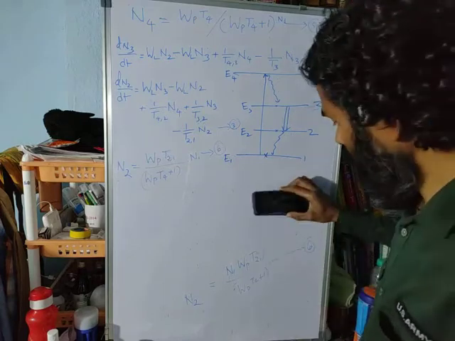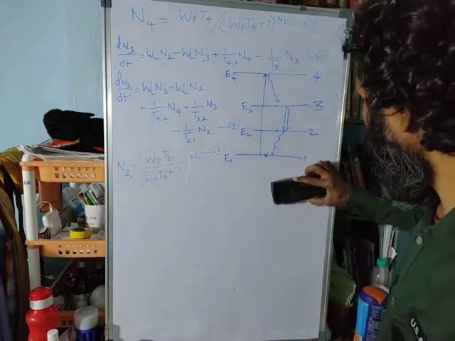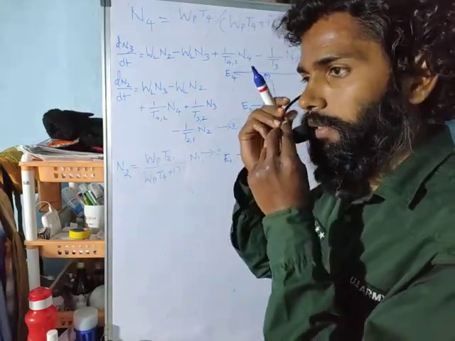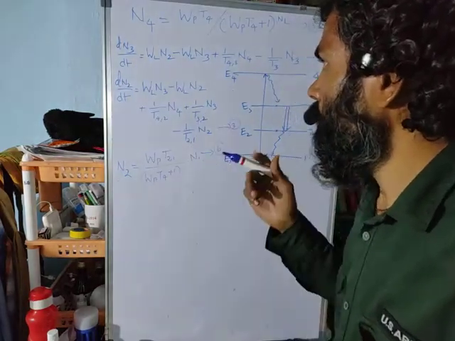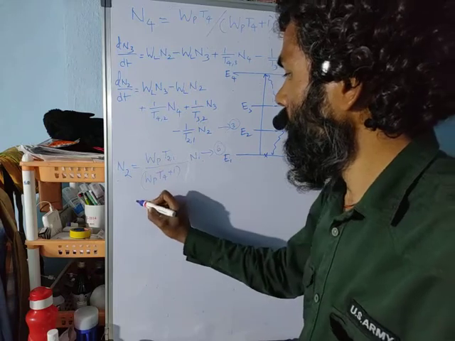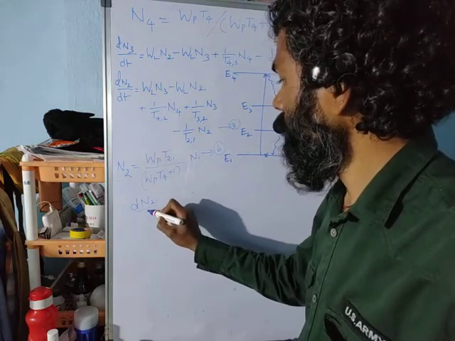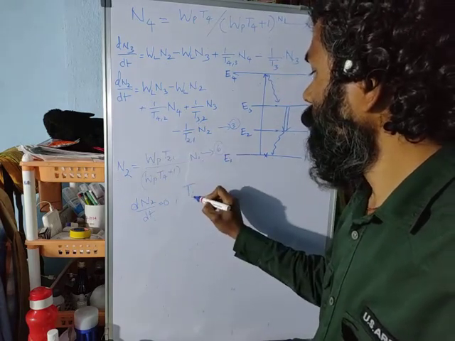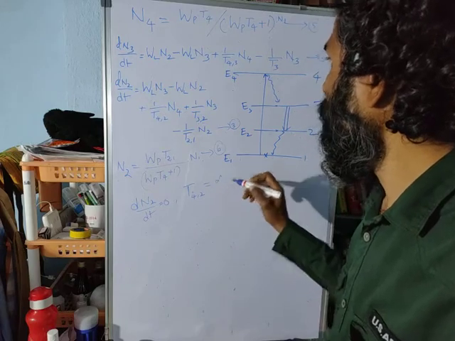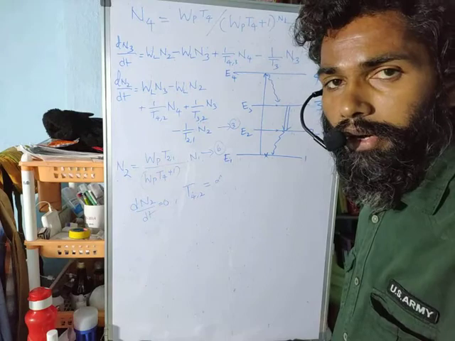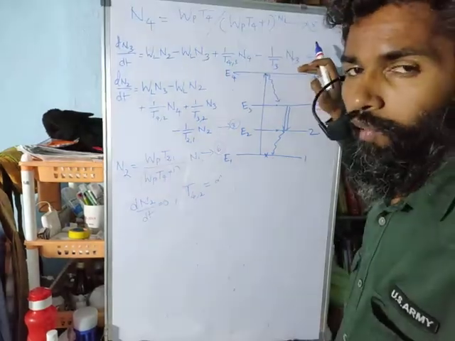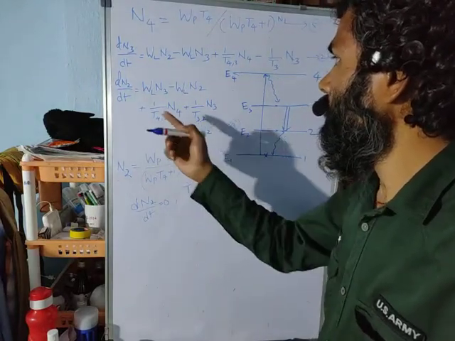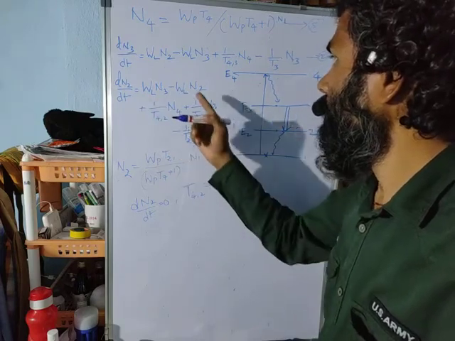And I will again use the steady state condition for equation number 3 now. So if you set this dN2 by dt as 0 in this equation, and also when we take this T42 as infinity again, that means we don't have any spontaneous emission or non-radiative decay taking place between levels 4 and 2. So if we assume that, then this term also goes to 0, and N3 is there in this and this term, and N2 is there here and here.